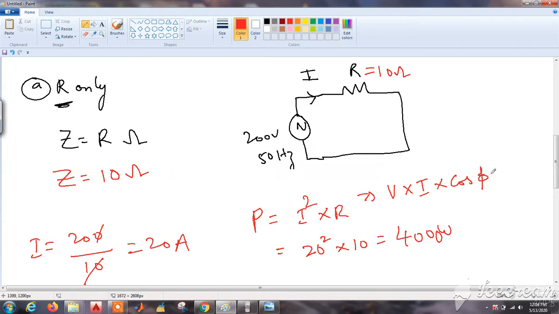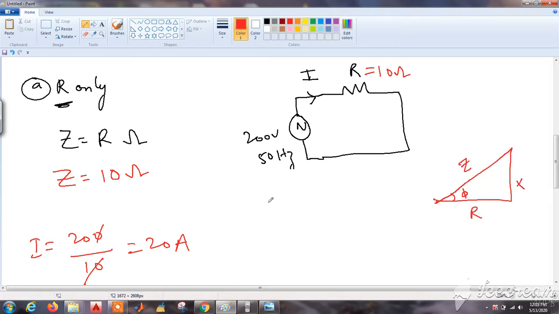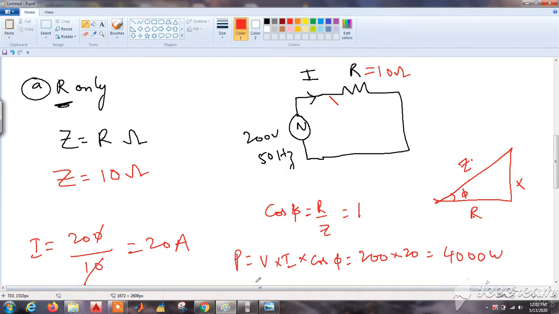Now let us calculate power factor. We know from the impedance triangle that cos phi, that is power factor, is equal to adjacent side divided by hypotenuse side, that is R by Z, and we know R and Z are 10 ohms, so we will get 1. Blindly we can say that because this is a resistive circuit, in all resistive circuits the power factor will be unity, that is 1. In the other way also we'll get the same result for power, that is 4000 watts: VI cos phi, 200 into 20 into 1.